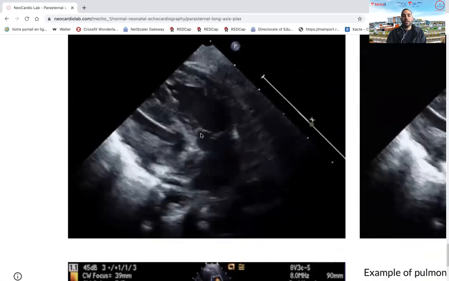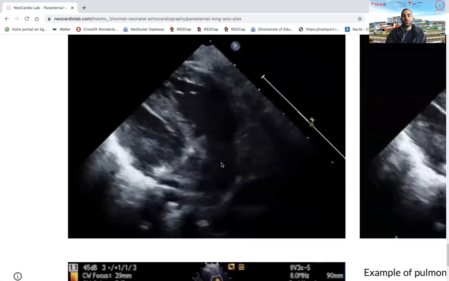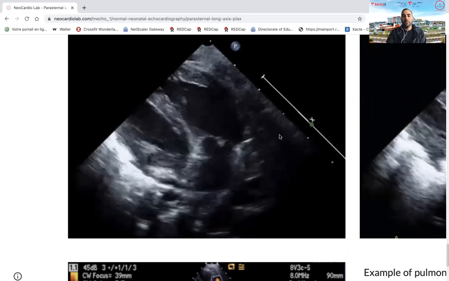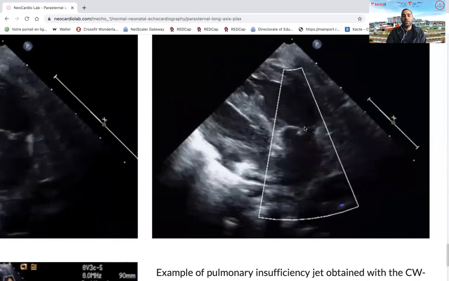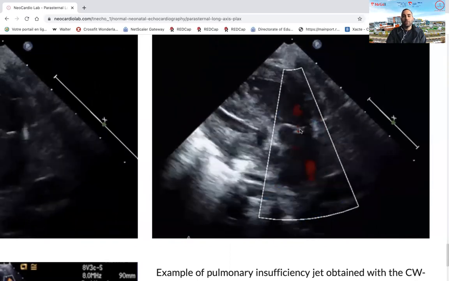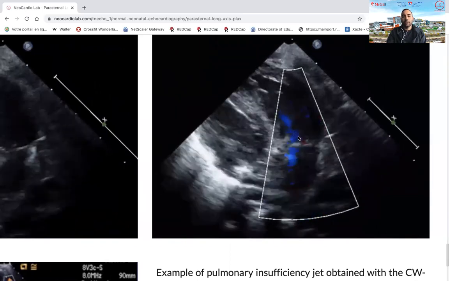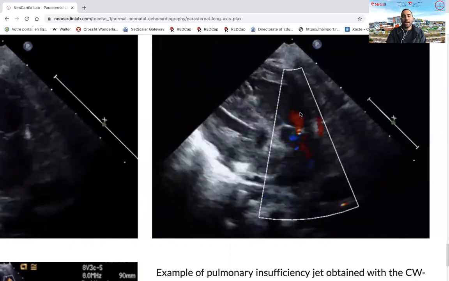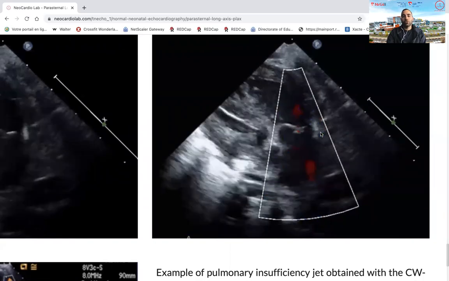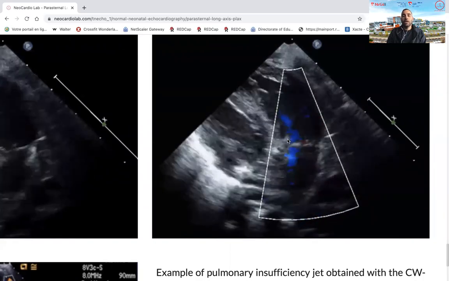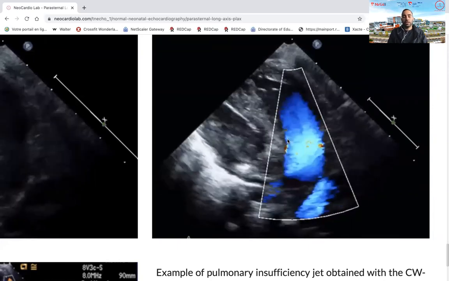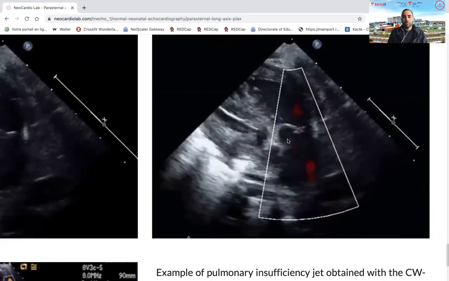So this is another example where we can see the nice excursion of the pulmonary valve as it opens in systole with the RV outflow tract. And then here you can see the valve with color. And then you can see that there's a tiny little kind of red fire that's coming back towards the probe. And this tells you that when you have closure of the valve, you have some amount of pulmonary insufficiency, which in this case is very trivial and physiological in a sense.